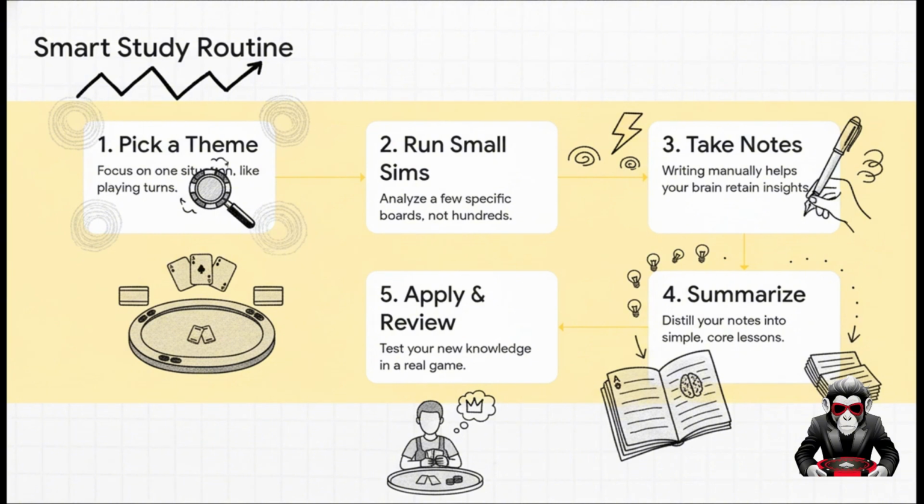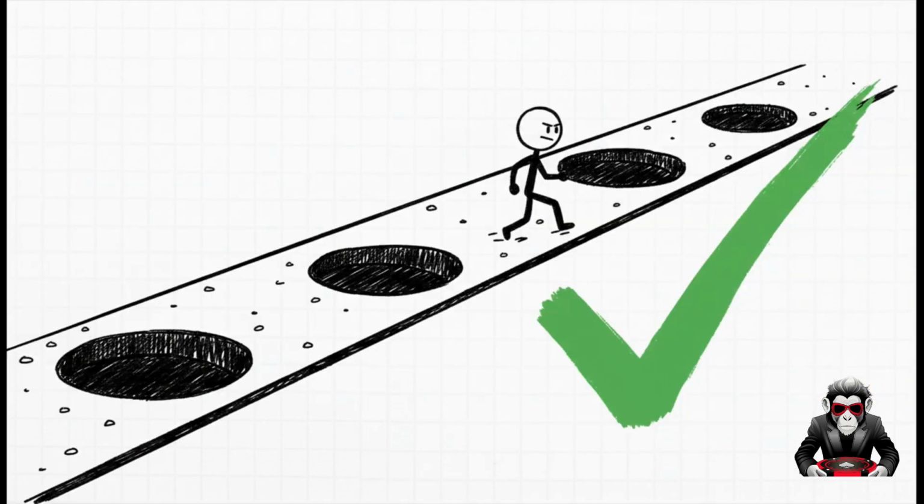Number 3, take notes by hand. Trust me, this is huge for retention. Then, summarize those notes into simple, actionable rules. And finally, the most important part, get out there, apply it, and review it. And as you're studying, you have to remember this. Poker is not a game of perfection. It's a game of avoiding the big, costly blunders. The absolute fastest way to improve is to find the gap between your gut instinct and the solver's logic. That's where the real learning is hiding.